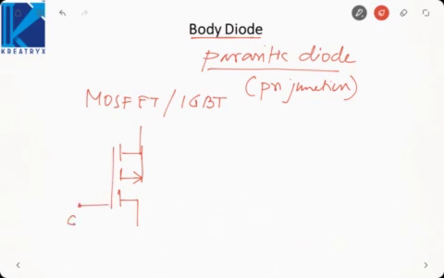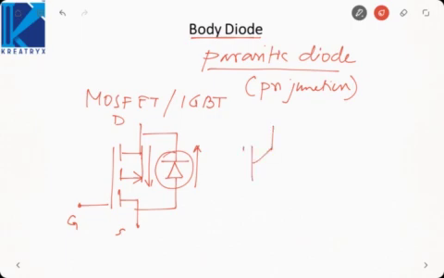Like this is your gate, then drain, then source, and then the diode will be anti-parallel. Since this MOSFET will carry current from drain to source, this diode will carry from source to drain. It will carry current in this direction and the MOSFET in the opposite. So it becomes a bidirectional switch.